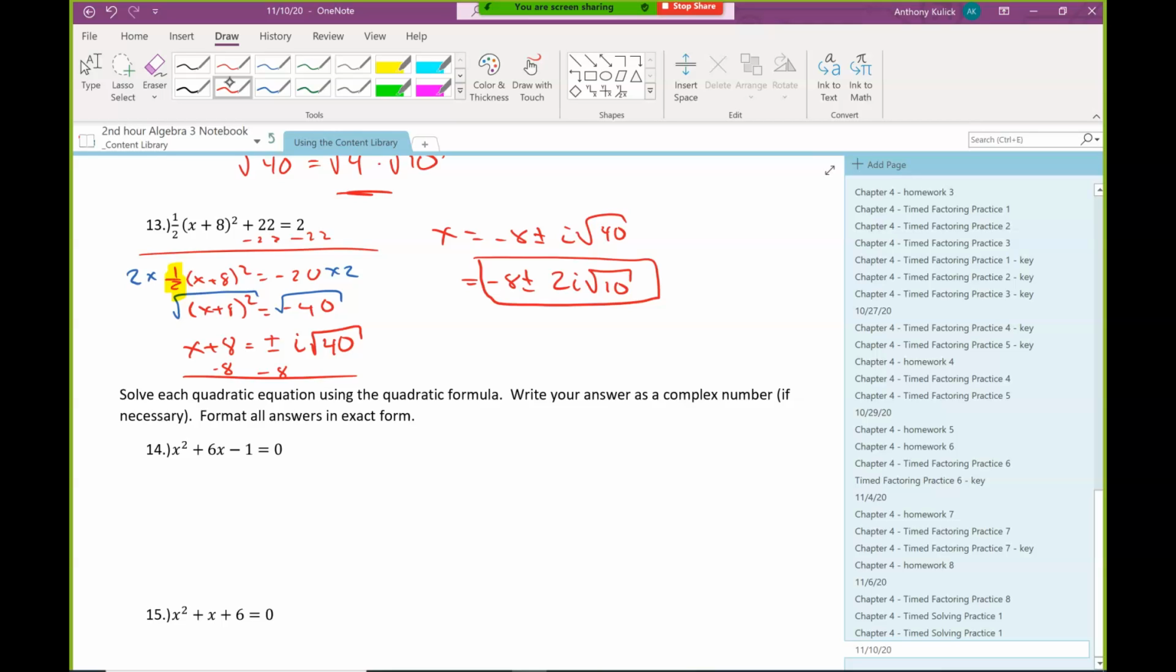I wouldn't mark it wrong on a test if you left it as the square root of 40. But a lot of you are going to take a test like that this year. So I think it's important that I show that stuff whenever I can. You know what I mean?